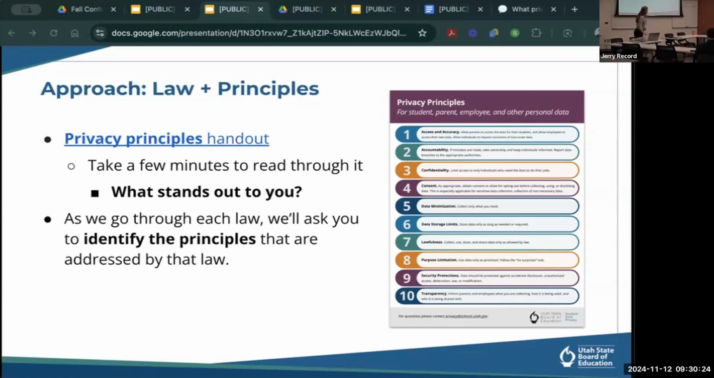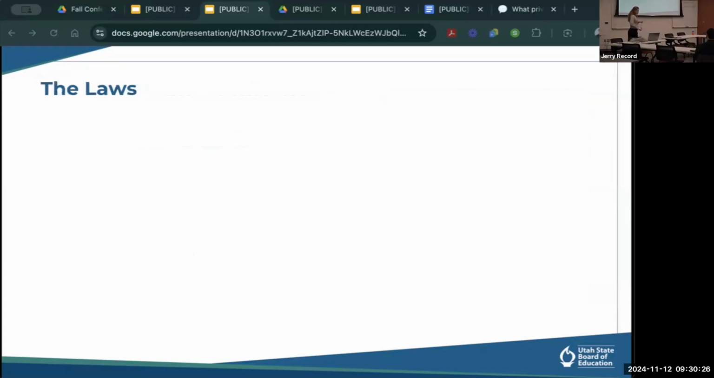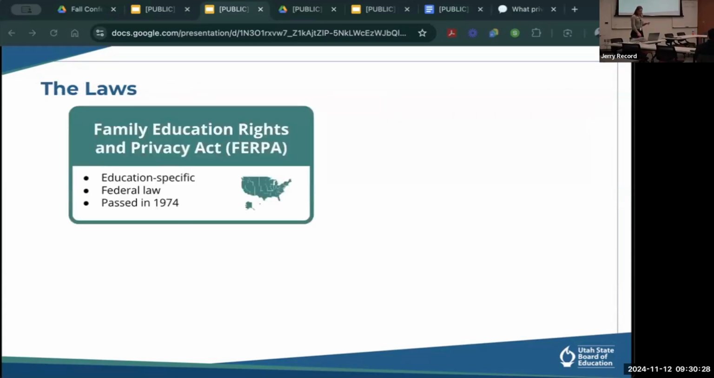All right. So there are 4 laws that apply to education in Utah, data privacy laws. The first is FERPA, the Family Education Rights and Privacy Act. This is an old law, passed in 1974. It just turned 50 years old in August. And it's a federal law, so it was passed in US Congress.